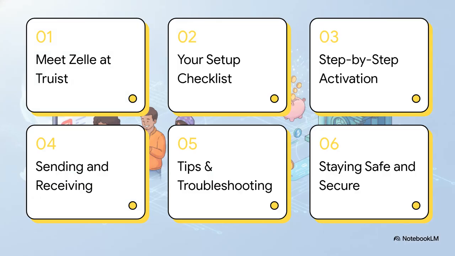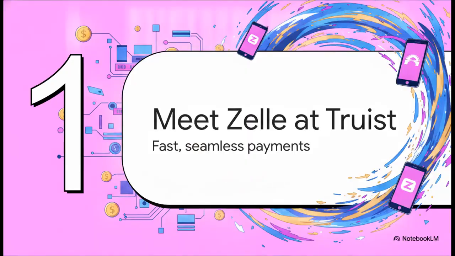To give you total confidence, we're following a super clear 6-step agenda today. We'll start with meeting Zelle at Truist, then go over your setup checklist and walk through step-by-step activation. After that, we'll cover sending and receiving money, go through some tips and troubleshooting, and finally wrap up with staying safe and secure.